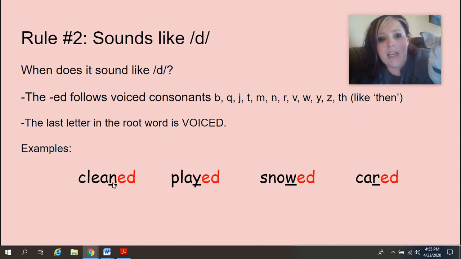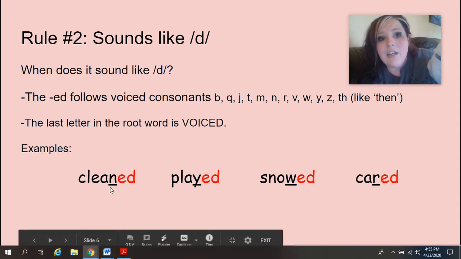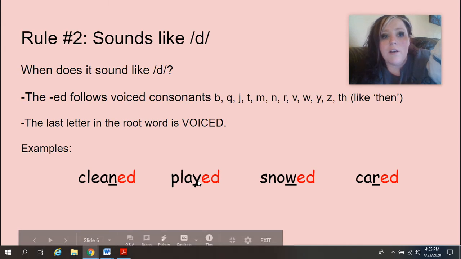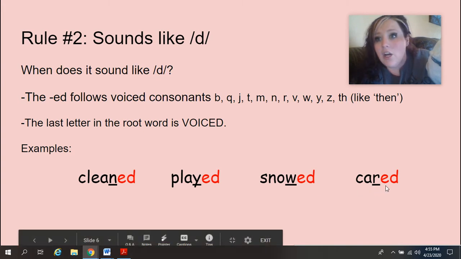So right here, we have the word clean. So then the ed sound is going to make the d sound. Like, I cleaned my room. And then I have the word over here, play. That ends with y. It's a voiced sound, voiced consonant. So I have played. And then I have snow, snowed, it snowed. And I cared about all of my students.